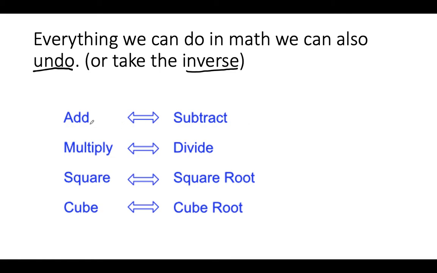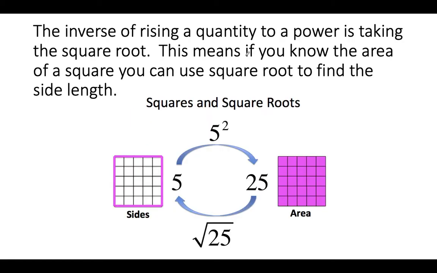So if we add, we can subtract. If we multiply, we can undo the multiplication by dividing. If we square, we can undo squaring using square root. And think about this. If we cube, the undo is the cube root. We'll talk about that some more later. So the inverse of raising a quantity to a power is taking the square root.